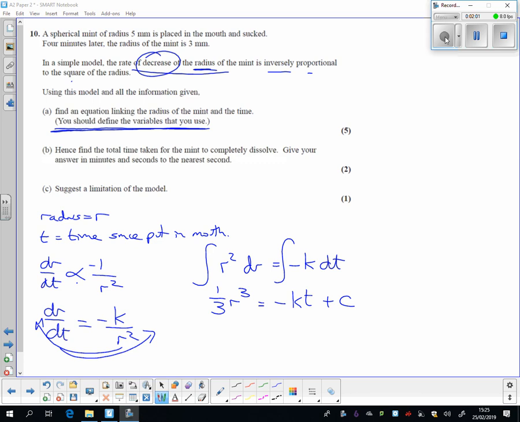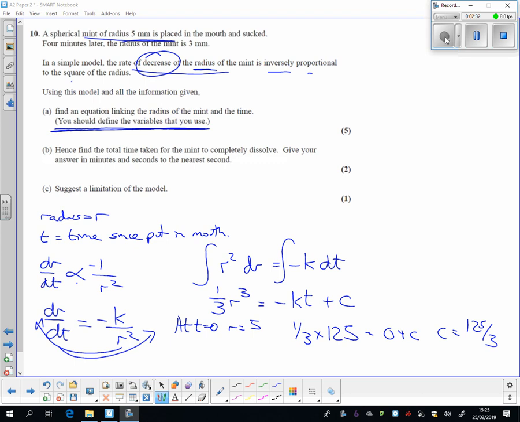We need to find out what this k and what this c is, because these are our constants. We could write down here k and c are constants, but we can actually find out what they are. It started at 5 millimeters, so at t equals 0, the radius is 5. Let's put that 5 in. So I've got 1/3 times 125 equals 0 plus c. So c is 125 thirds.